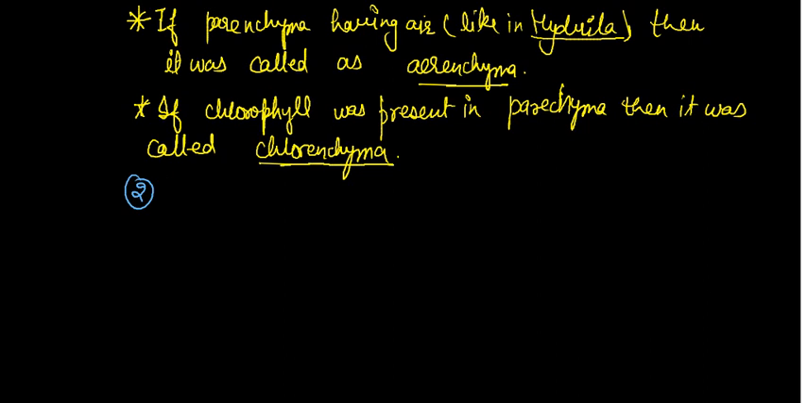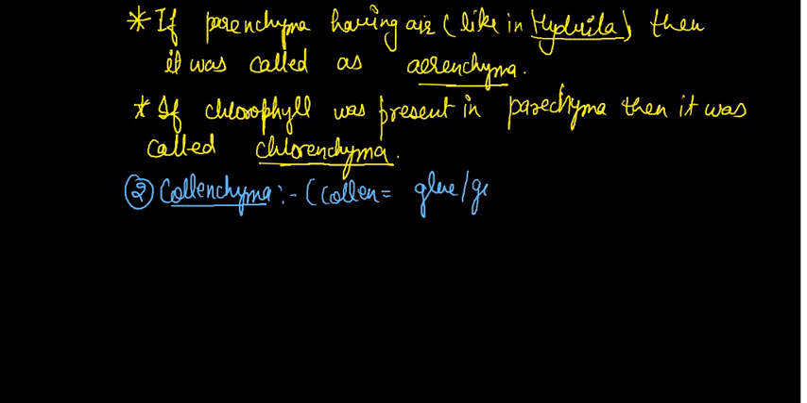Colon means glue or gum. And enchyma means infusion or tissue. Okay. Now get back to the diagram first. What was the diagram? First you remember the diagram of that parenchyma.